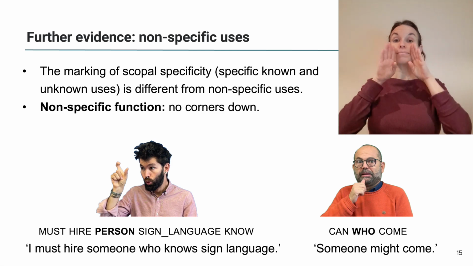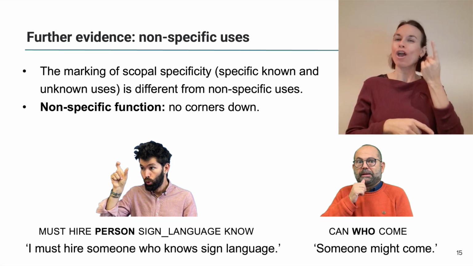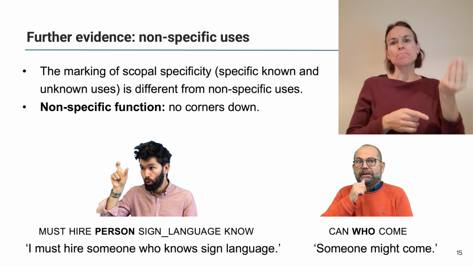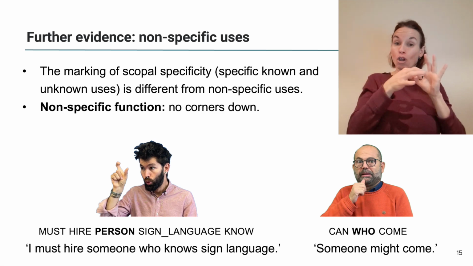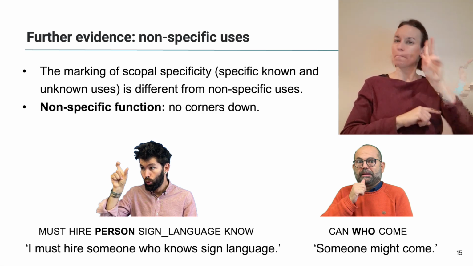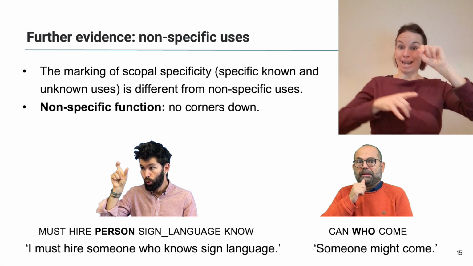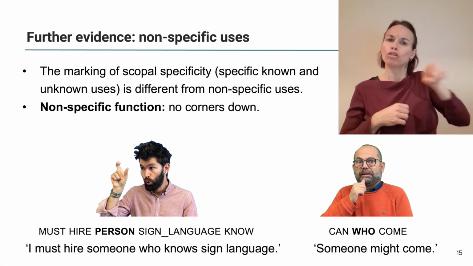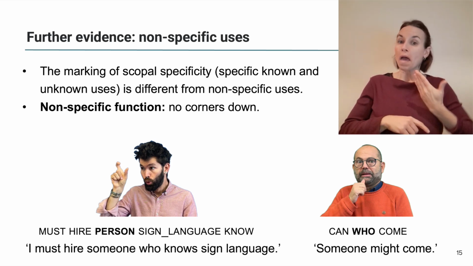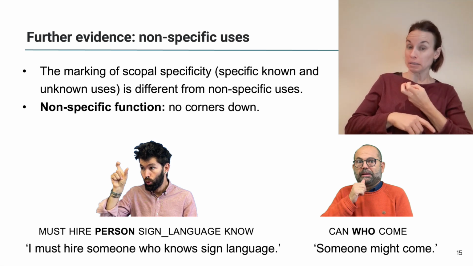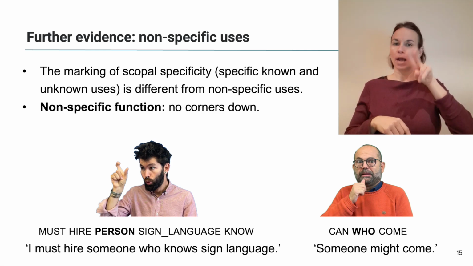Additional evidence that the non-manual marker corners down signals epistemic specificity is provided by the fact that non-specific uses are not produced with this non-manual. In the slide, we have a couple of sentences in which the indefinite is non-specific. The first sentence translates as I must hire someone who knows sign language, and the second as someone might come. And in the two cases, the indefinite is non-specific and the non-manual marker corners down is not used.